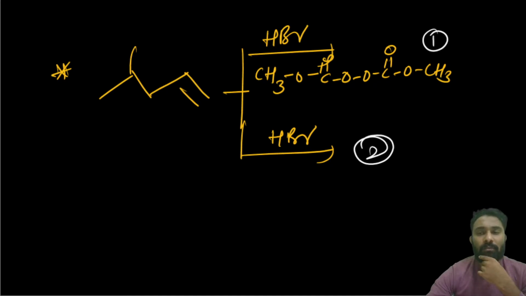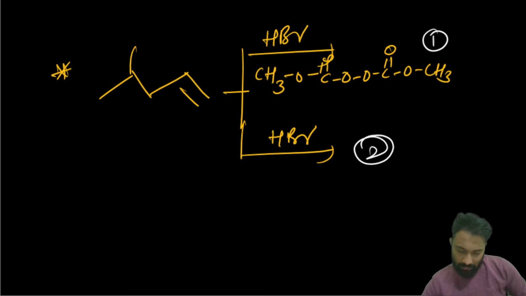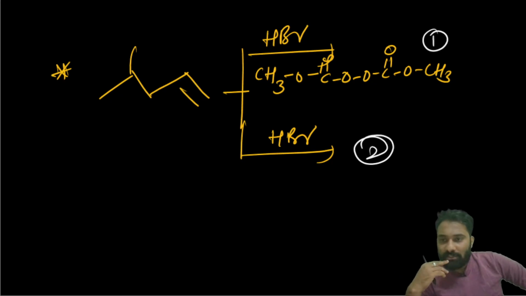1 bromo 4 methyl pentane. Okay. 1 bromo 2, 3 dimethyl pentane. Where did the dimethyl come from? The first one is 1 bromo 4 methyl pentane. That is correct. Okay.